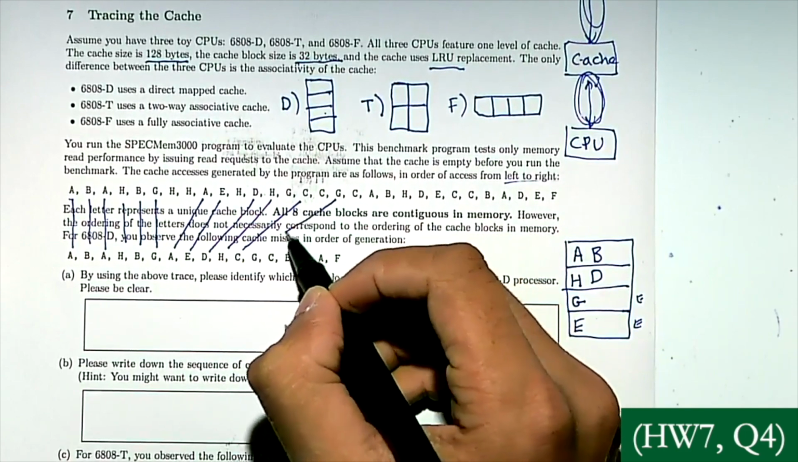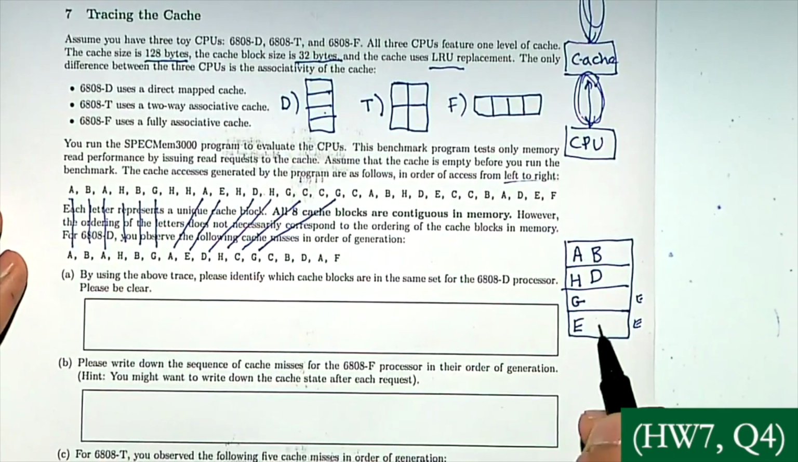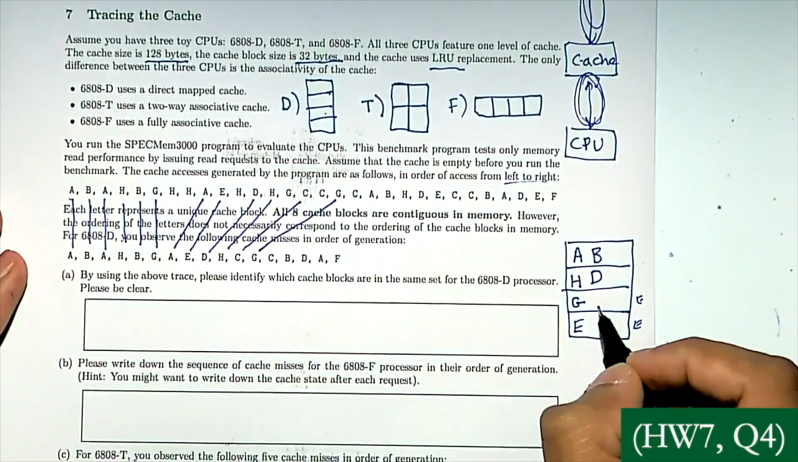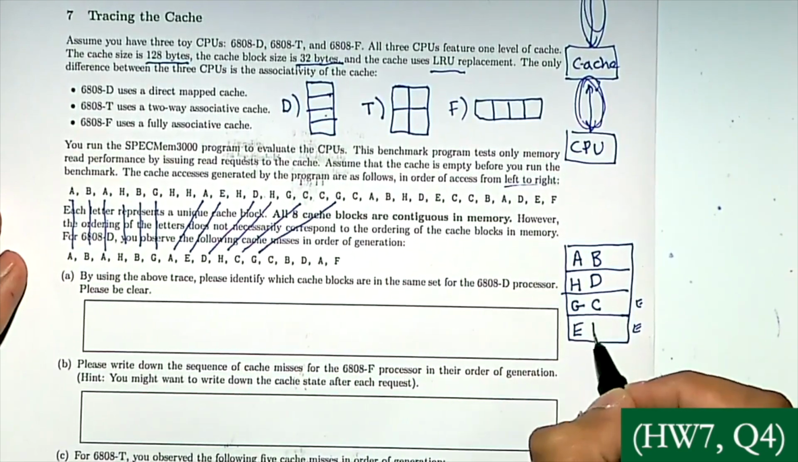And then we bring in G, and we see that G is a miss. So G has been evicted in the past, and the only thing it could have been evicted by is C. So G has to belong with C. And finally, the only thing that we have left is F.